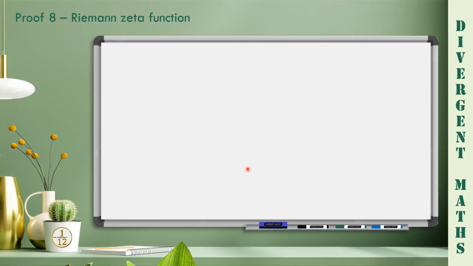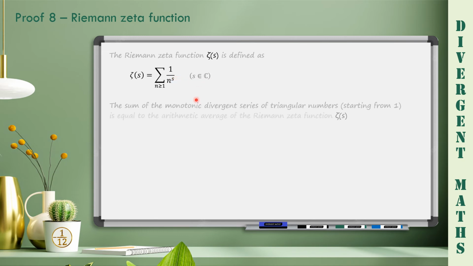Proof number 8, Riemann zeta function. The Riemann zeta function zeta, that's the Greek letter zeta of s, is defined as zeta of s, the sum from n equal 1 to infinity of 1 over n to the s. In that case, s is a complex variable on a complex plane. So the sum of the monotonic divergent series of the triangular numbers, starting from 1, 1 plus 3 plus 6 plus 10, etc., is equal to the arithmetic average of the Riemann zeta function, zeta of s, evaluated with s equal minus 1 and s equal minus 2.